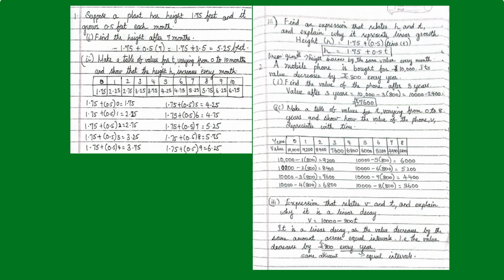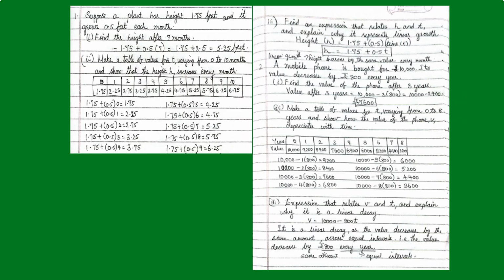So the linear expression will be h is equal to 1.75. It's a constant value. Why? It is the height from when we started to calculate the linear growth. Initially it was 1.75, after which it grew by 0.5 feet at the end of every month. So that constant value is this: 1.75 plus 0.5 times t. Why? 0.5 feet it grows at the end of every month. 0, 1, 2, 3, t takes those values. So that is a linear relationship.